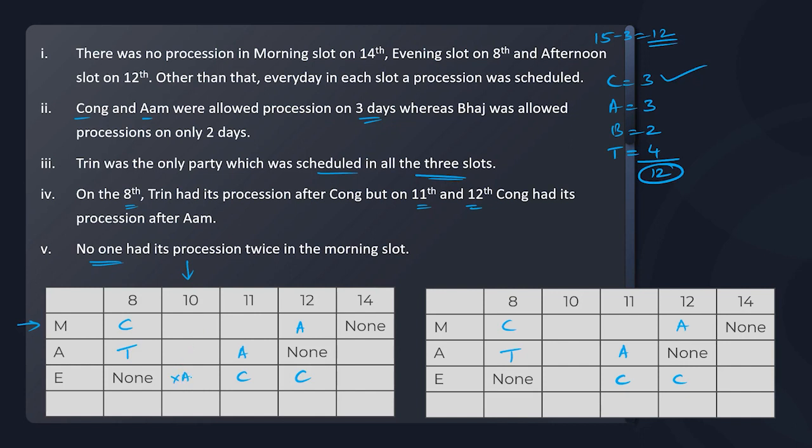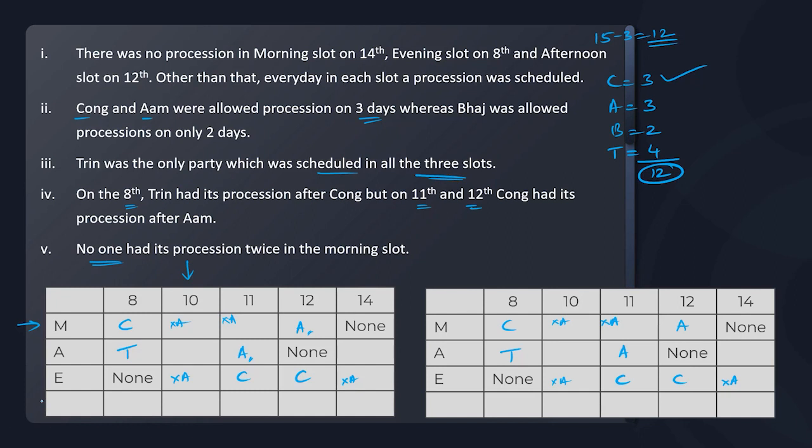This cannot be A because remember, only T is present in all the 3 slots. Already A is present in the morning and A is present in the afternoon. So I cannot have A coming in the evening. So this also cannot be A. Not A, not A. And of course, these are not A, not A. Obviously, this is also not A and not A. So then what do I have? I have 2 possibilities. What are the 2 possibilities? The 2 possibilities are A can be present on 10th or on 14th.